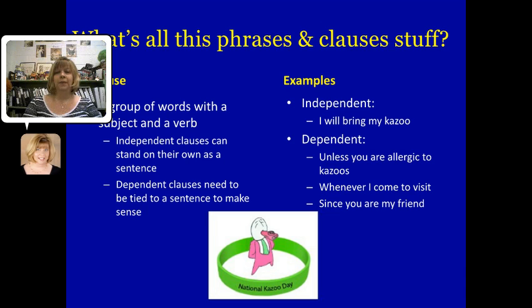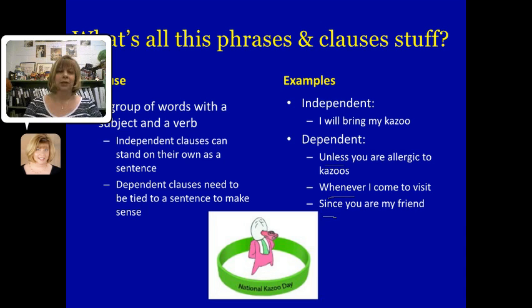For example, an independent clause is, I will bring my kazoo. You have a subject, I, and what you're going to do, will bring, and then you even have an object, my kazoo, explaining what you will bring. You could put a period at the end of that, and you have a complete thought: I will bring my kazoo. But the dependent part of the clause comes when you add in one of these conjunctions, words like unless, whenever, or since. And these are dependent clauses because they can't stand on their own.